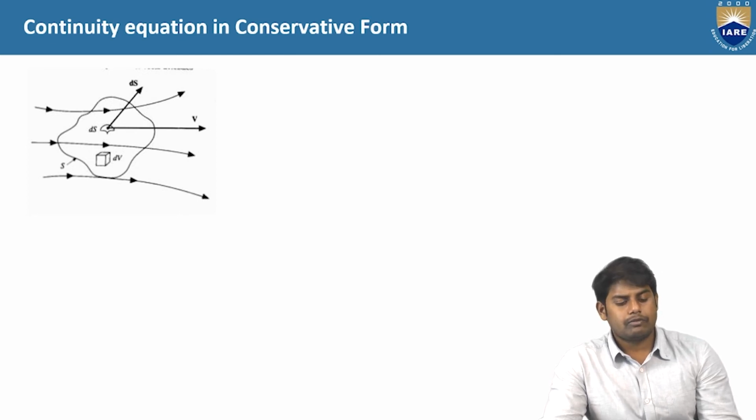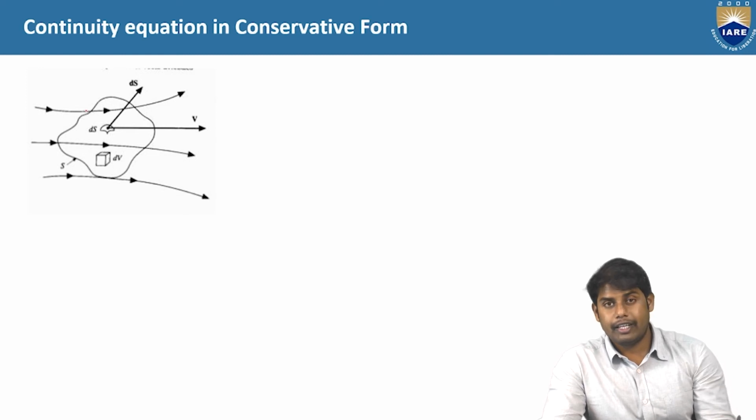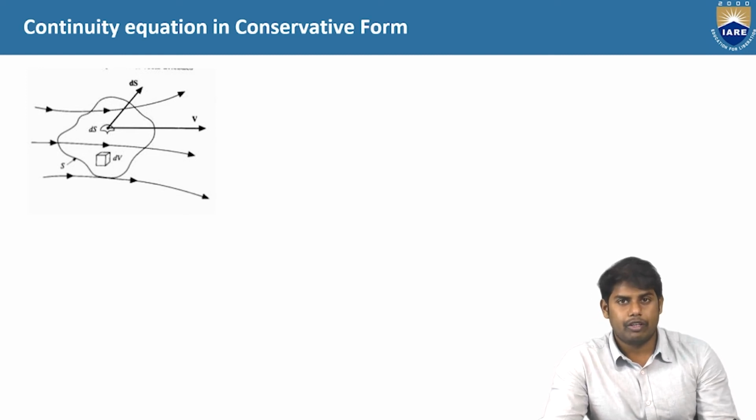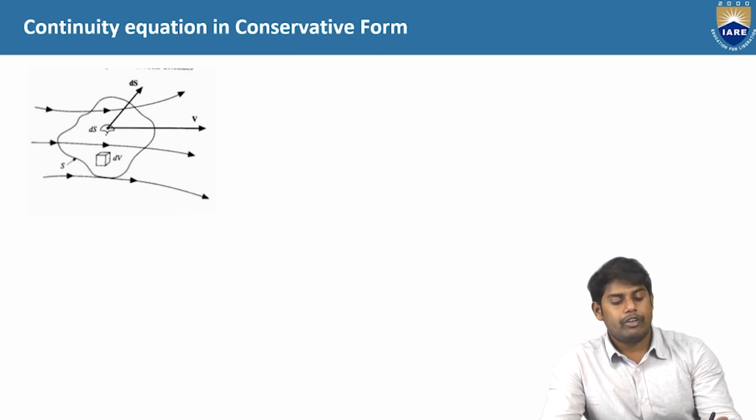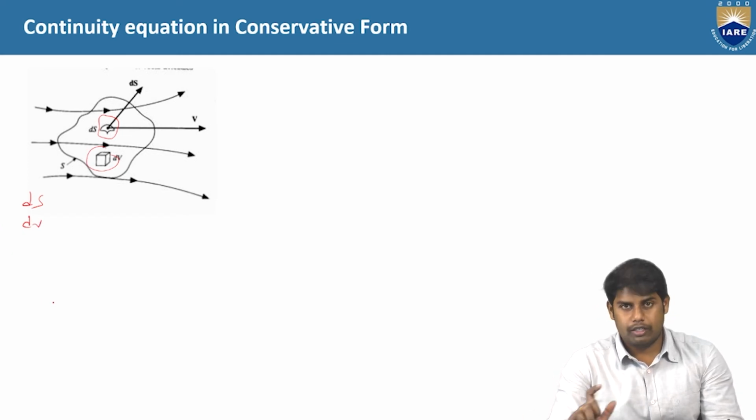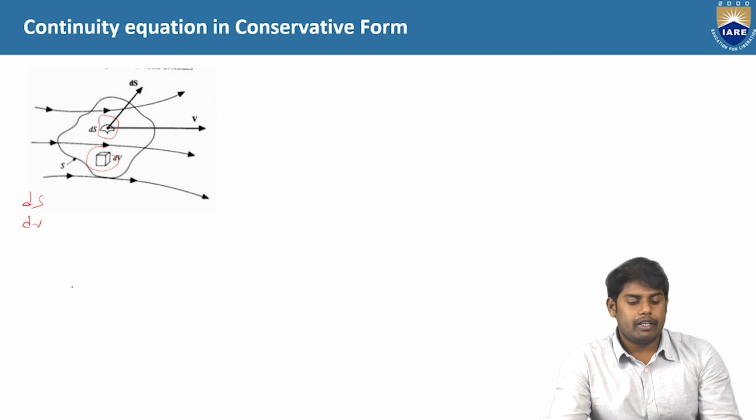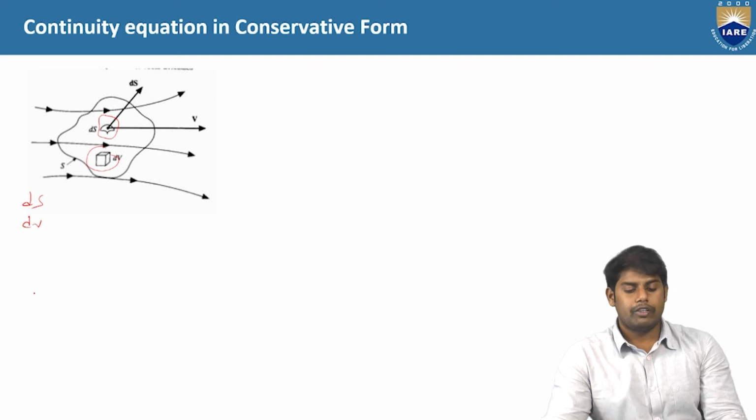Okay, so now if you take the control volume, it can be of any shape. There is no fixed shape of the control volume. It can be any arbitrary shape. If you take a particular element in the control volume, you have the element surface as dS and the elemental volume as dV. So we will take a small elemental area and a small elemental volume, and we will apply our conservation equations, our concepts, to derive the continuity equation.